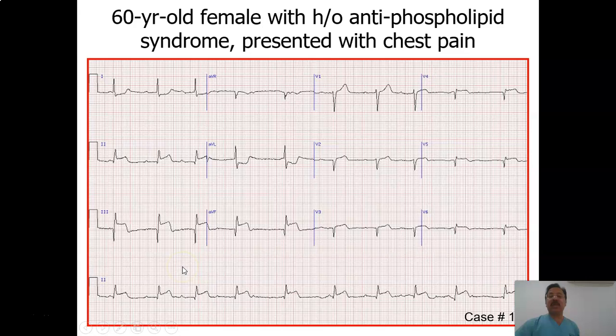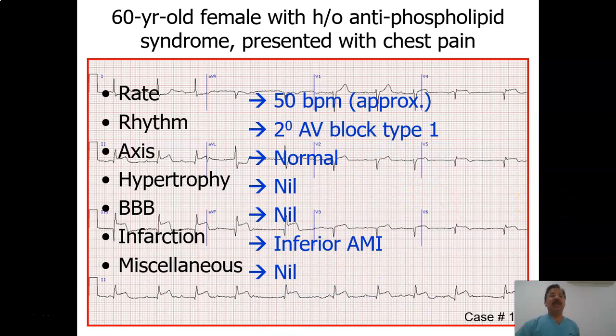As far as miscellaneous is concerned, this patient is symptomatic and has antiphospholipid antibody syndrome. So this is an ECG which shows a heart rate of approximately 50 beats per minute. Rhythm is second degree AV block type 1, or Mobitz type 1, with Wenckebach phenomenon. Normal axis, no hypertrophy, no bundle branch block, acute inferior wall myocardial infarction, and this patient is symptomatic with chest pain.